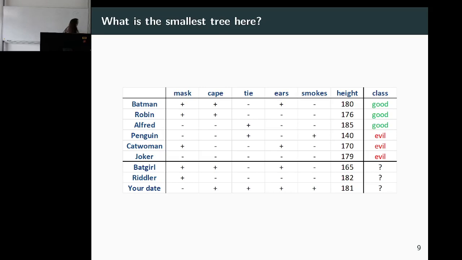Can we pass just like this? If you ask first for a cape, then Alfred will be evil. Because you always go through your questions from the root, and then you answer it, and then you keep on asking.